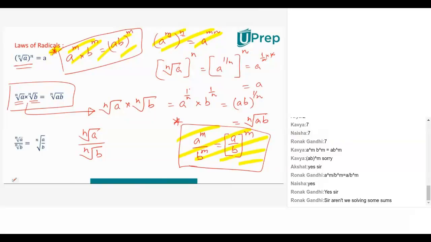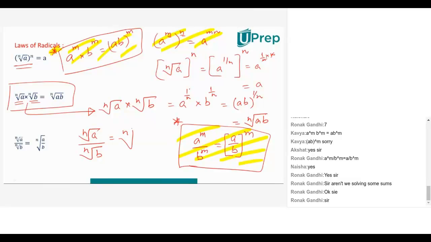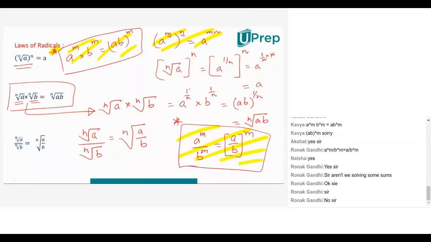We have proven them. We are solving, Ronak, wait. First, let's get the concepts right. Then we'll go to the problems. Therefore, nth root of a by nth root of b will be nothing but nth root of a by b. Does anyone have any problem with any of these rules? If all okay, say okay.